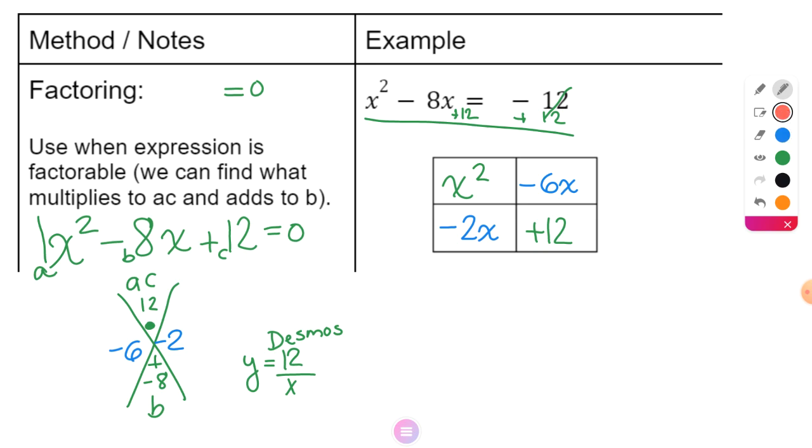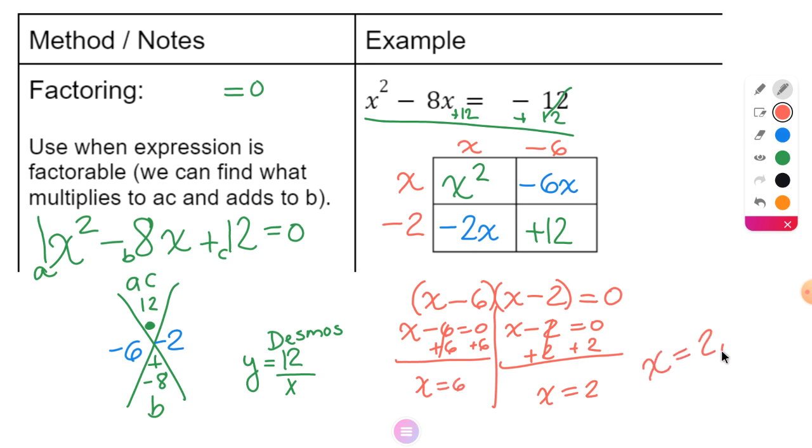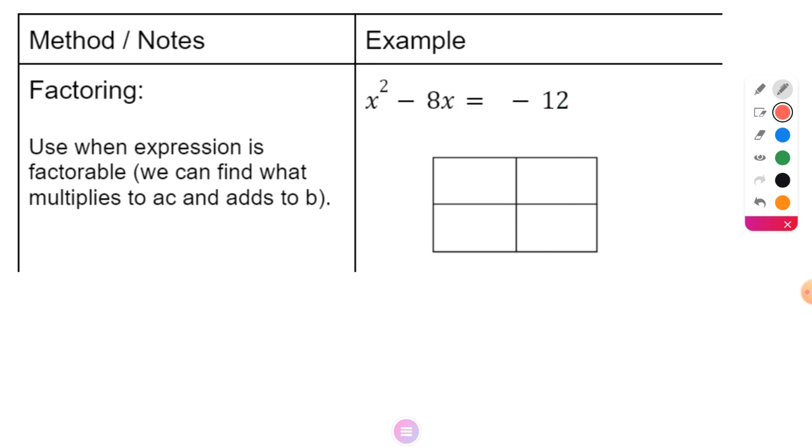From here, I'm pulling out the common factor from each row and column. So then I've got x minus 6 times x minus 2 equals 0. Set each piece to 0. And solve. Okay, so x equals 2, x equals 6. Pause the video as needed. Make sure you've got this written down. These are great examples to use for your test. All right, moving on.